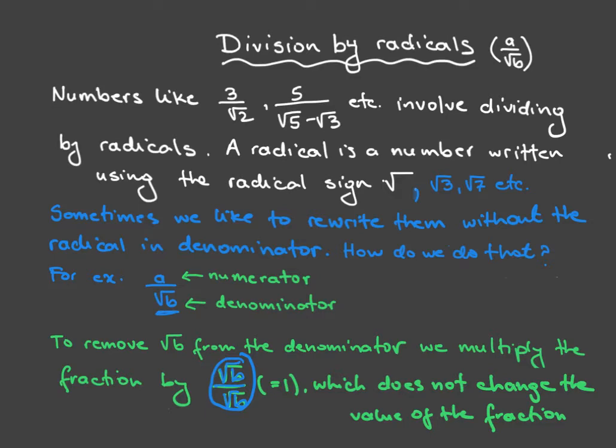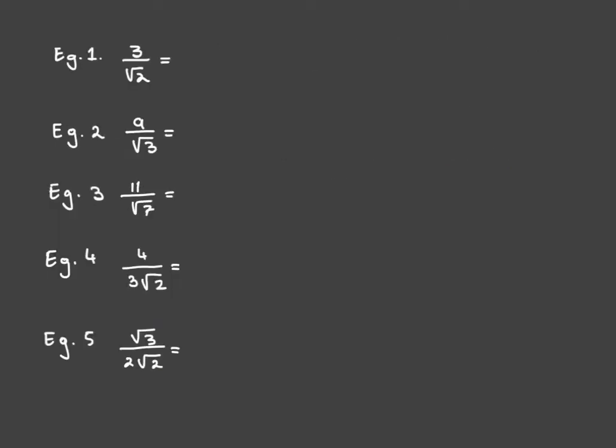So let's have a look at some examples. I already have a few examples here. The first one is 3 over square root of 2. I'm going to use yellow. So as I said before, it's 3 over square root of 2.